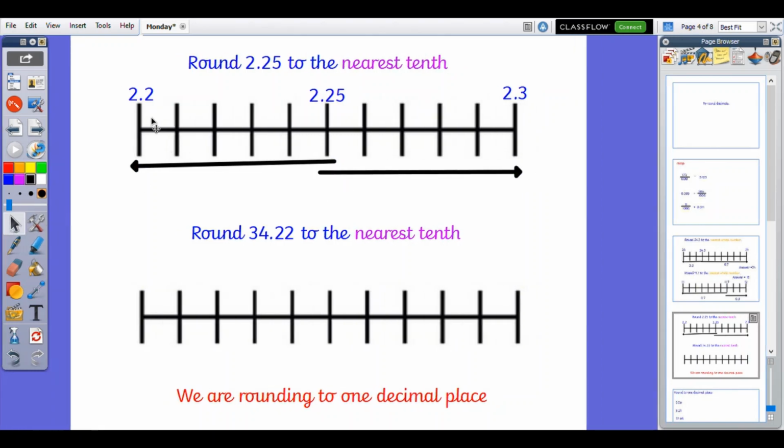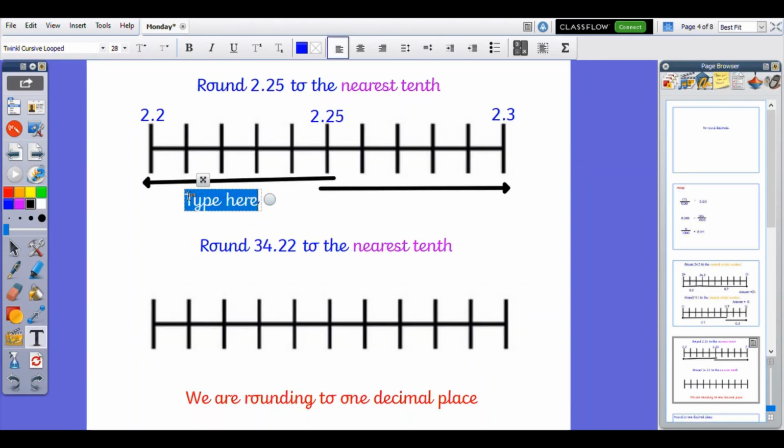So I've got 0.21, 0.22, 0.23, 0.24, 0.25. So I've got a difference of 0.05. And here I've got a distance of 0.01, 0.02, 0.03, 0.04, 0.05. So you can see the distance between the two is equal.